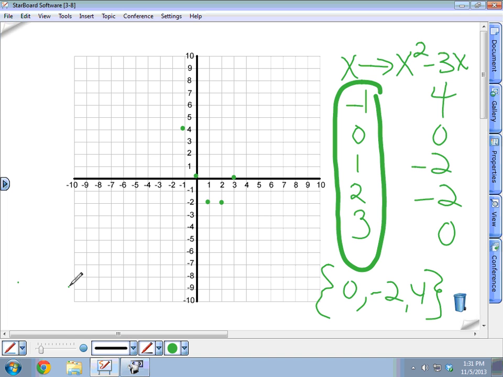If your domain was bigger, your range would get bigger. If I allowed my domain to be 4, 5, 6, 7, then your range would get bigger. But if those are your only domain, then those 3 numbers are your only range.